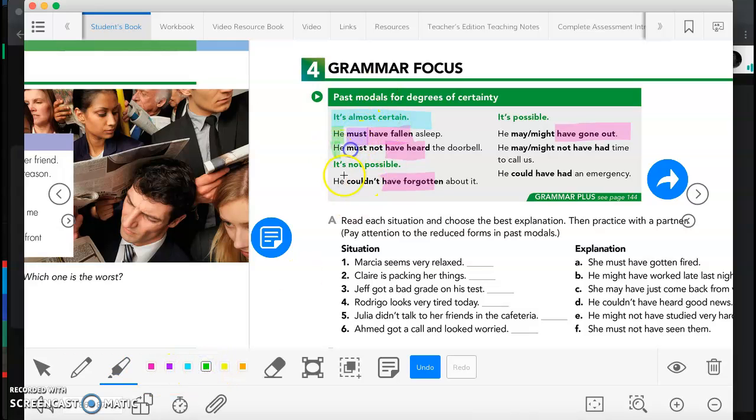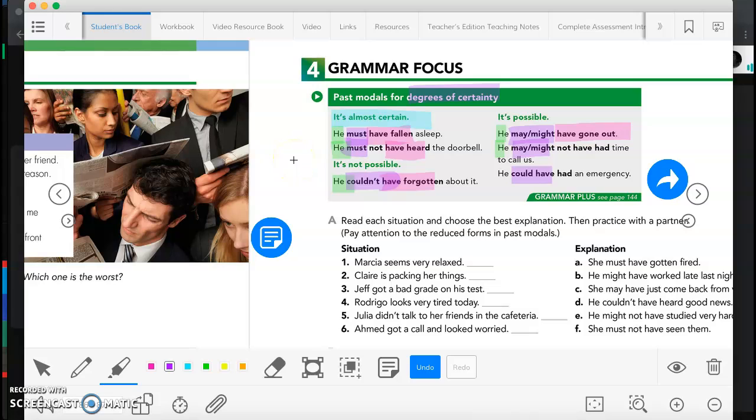Again, first we have a subject, "he," in this case. And then after the subject, we have our past modal. Remember that the subject can be he, she, it, we, they, whatever. So this is basically what we have. This is our structure: subject, past modal, and then past participle of the verb. So again, we have different degrees of certainty, so different degrees of expressing what we want.